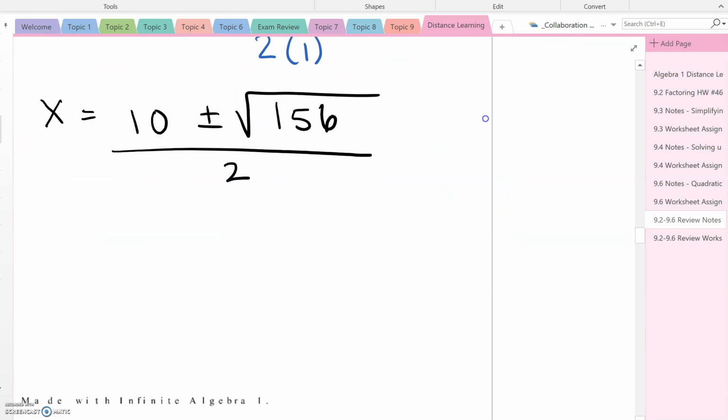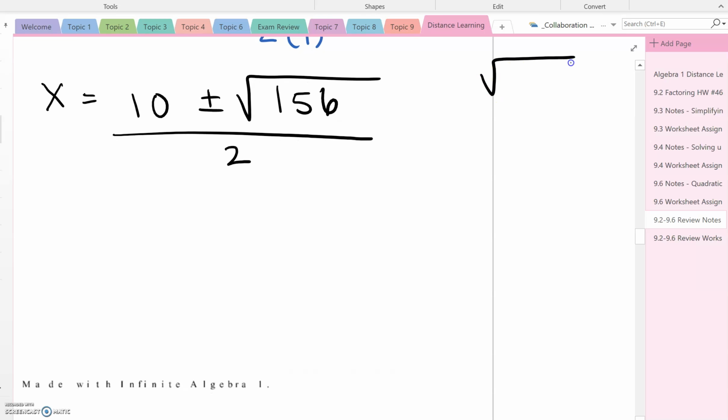Now let's try to figure out numbers that multiply to give us 156. So I always like to see if numbers are divisible by 4, because 4 is a perfect square. 4 times 39 gets us 156. So 4 is a perfect square. Let's see if we can break 39 into anything with perfect squares. It's not divisible by 9 or 16 or 25. So that's as far as we can go.